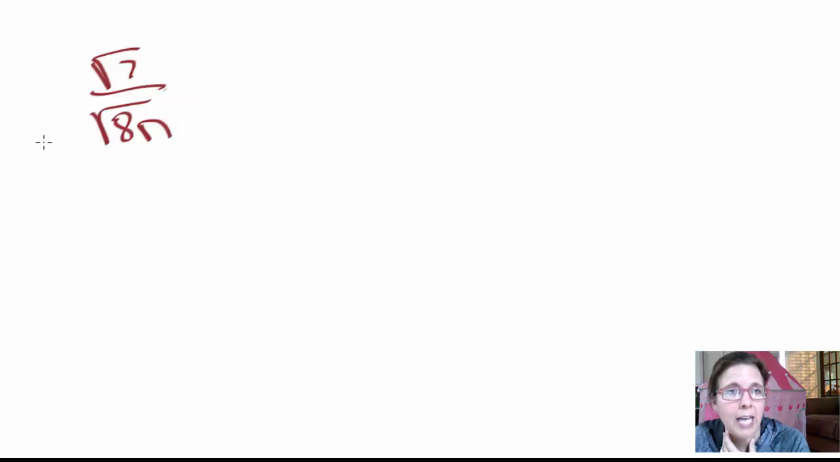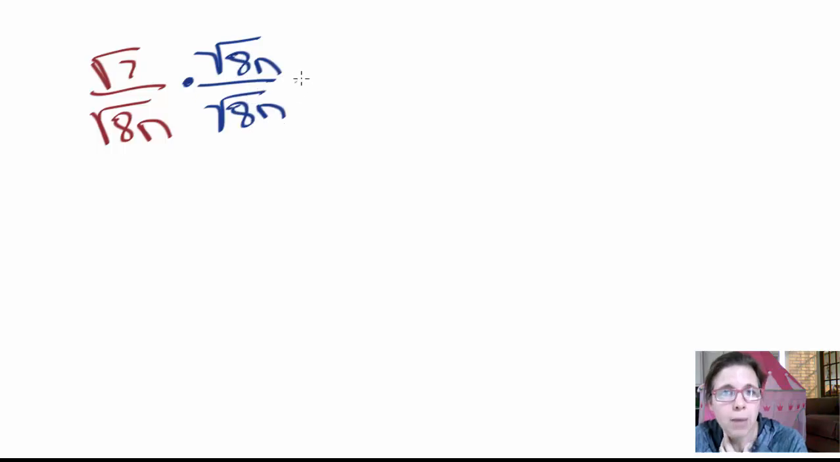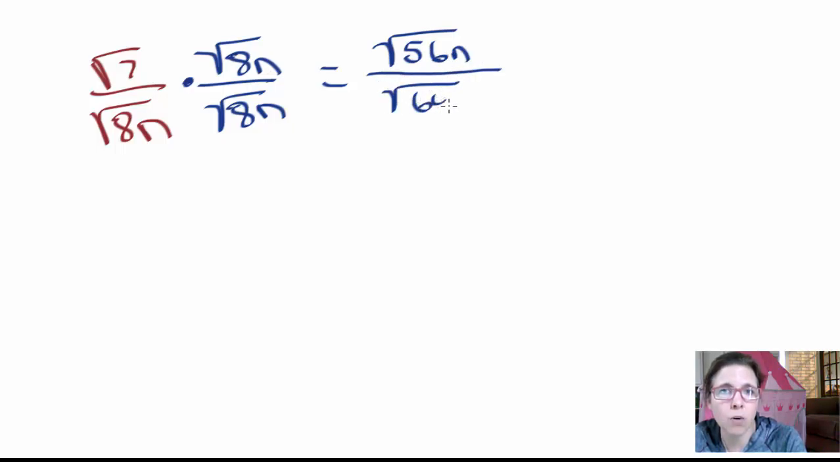So what if we have the square root of 7 over the square root of 8n? Okay, again, you cannot have this radical in the bottom. It doesn't matter what's on the top. In the denominator, you cannot have it, so you have to multiply by this whole thing. And again, this is just multiplying by 1, so it doesn't change the value. So the square root of 7 times the square root of 8n is the square root of 8 times 7, which is 56n, over the square root of 64n squared.